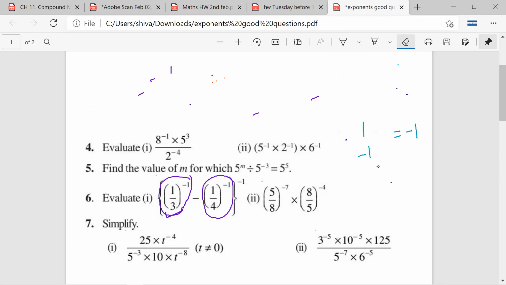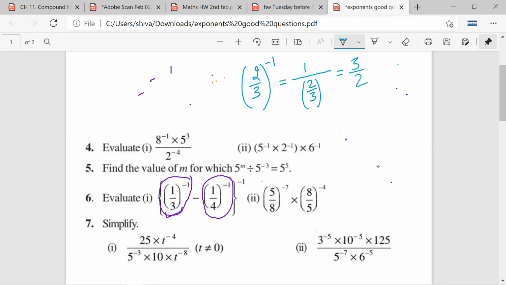Second part. Again, if you have understood now, another thing that we can discuss is, for example, I have 2 raised to power 2 upon 3 whole power -1. I can write this as 1 upon 2 upon 3. Aishwarya ji, any doubt? No, sir. And this can be written as 3 upon 2. Is it okay? Yeah.